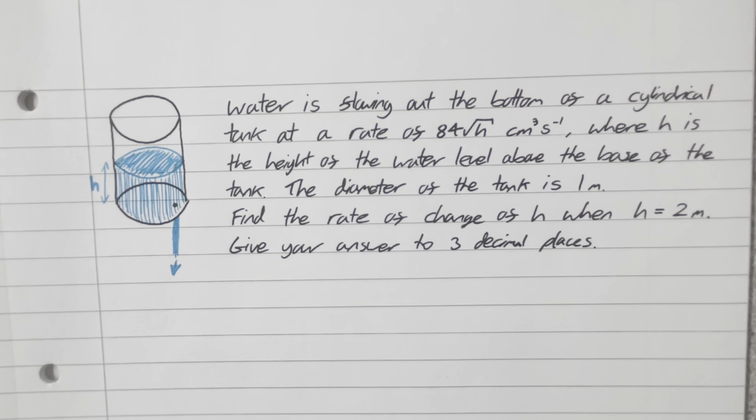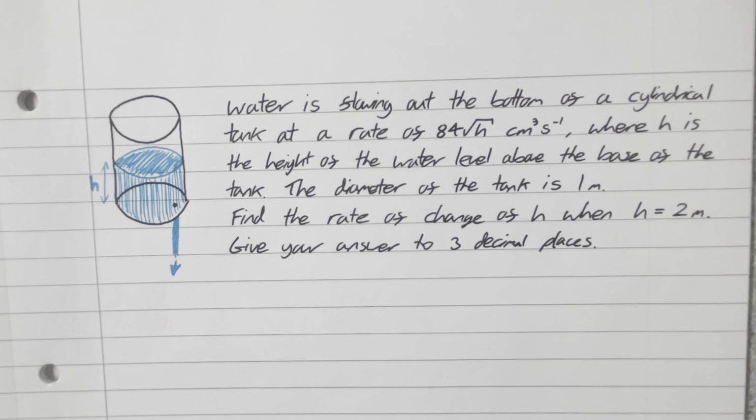And the final example question. We have water flowing out the bottom of a cylindrical tank at a rate of 84 root h centimetres cubed per second, where h is the height of the water level above the base of the tank. The diameter of the tank is 1 metre. Find the rate of change of h when h is 2 metres. Give your answer to 3 decimal places.